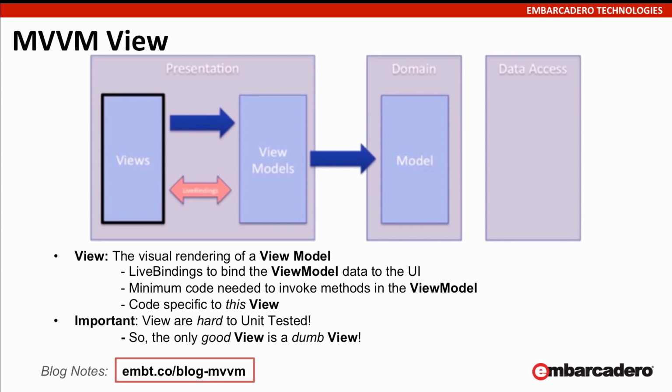Views are the visual rendering of a view model. This is where the buttons, memos, and other UI components are defined. Live bindings are used to bind state and data between the views and the view model. This enables a minimum amount of code to implement.